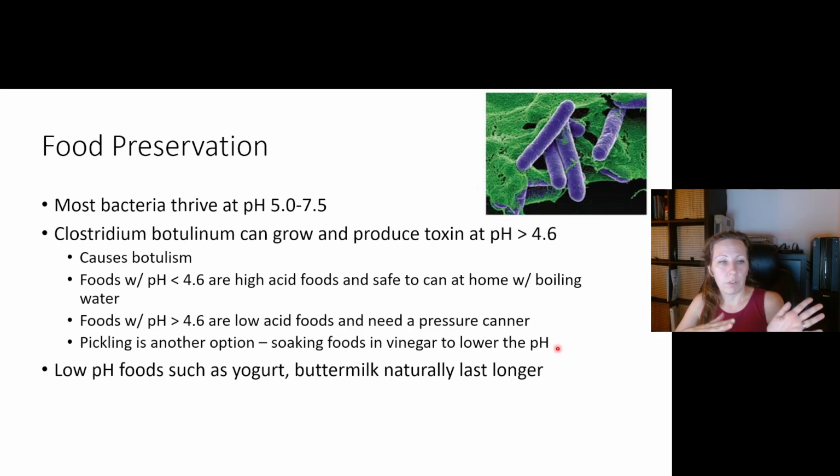So separate from canning, low pH foods, foods that are naturally low in pH, such as yogurt or buttermilk, the reason they naturally last longer is because they are at a pH below that which most bacteria thrive.